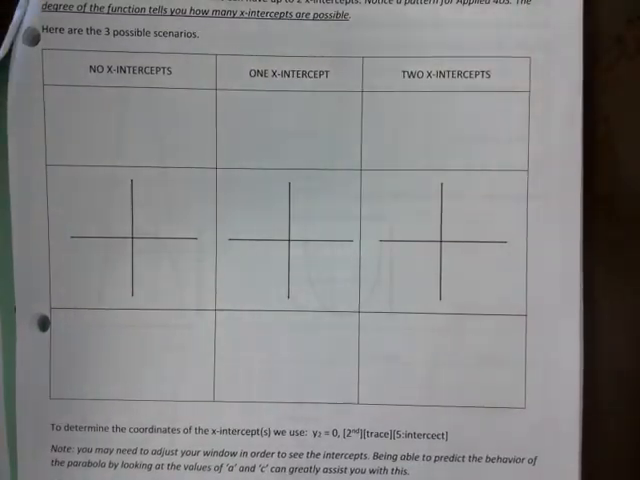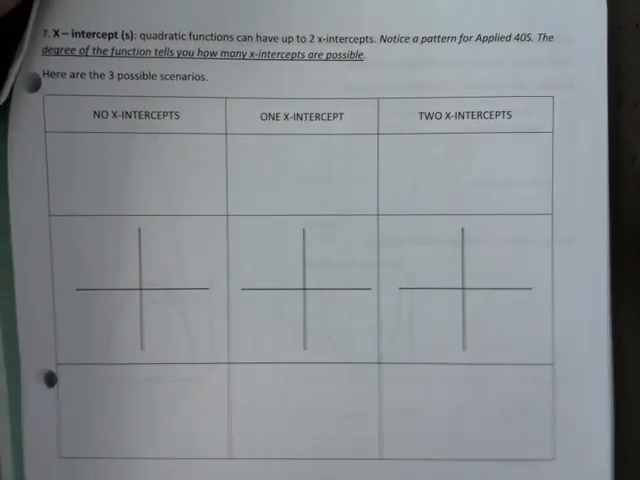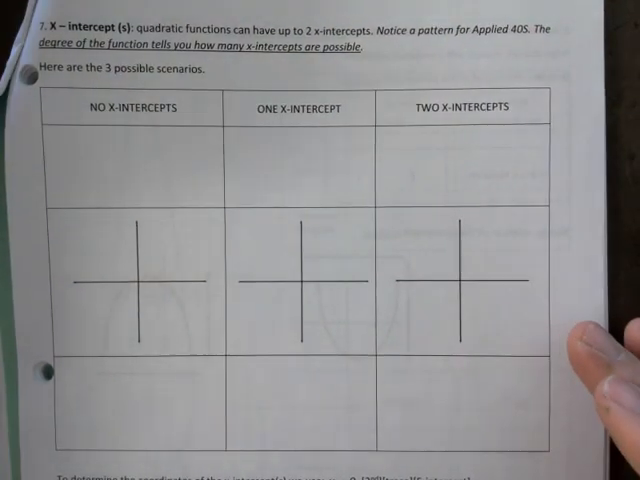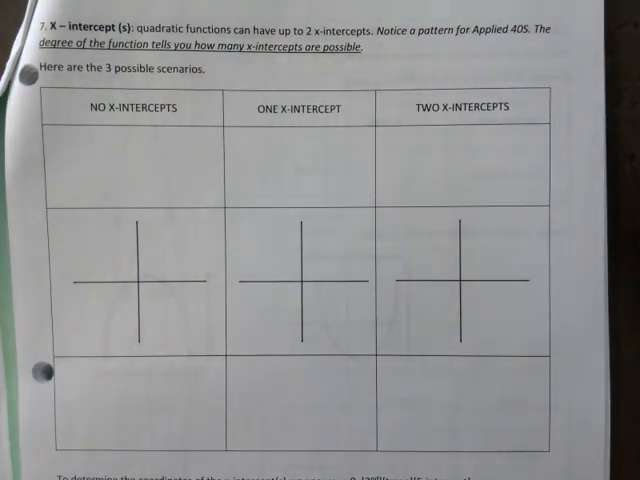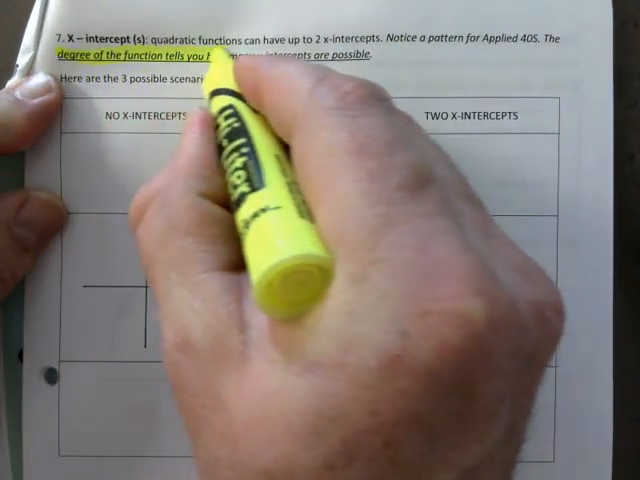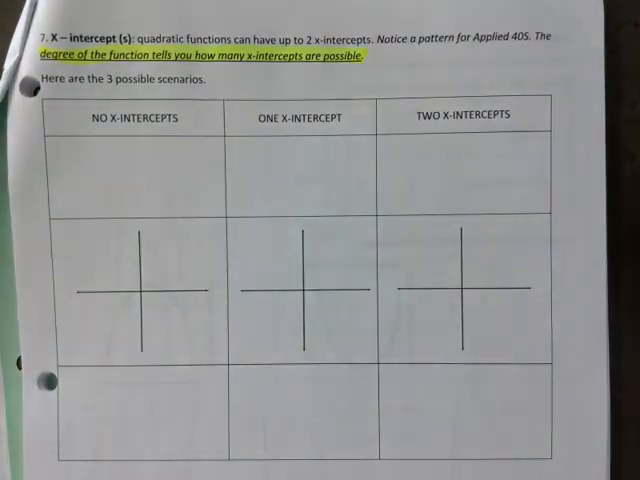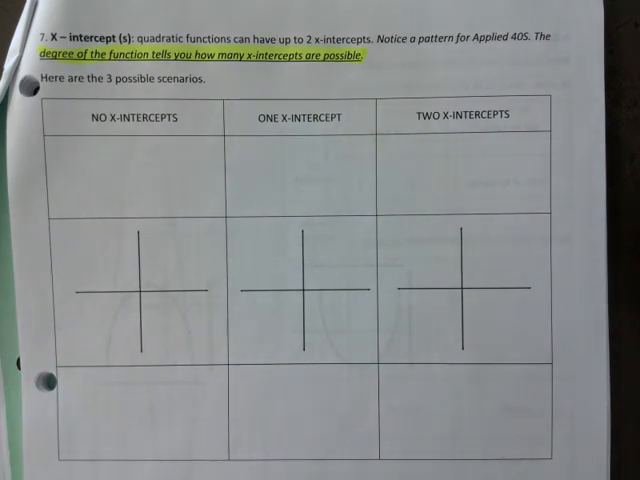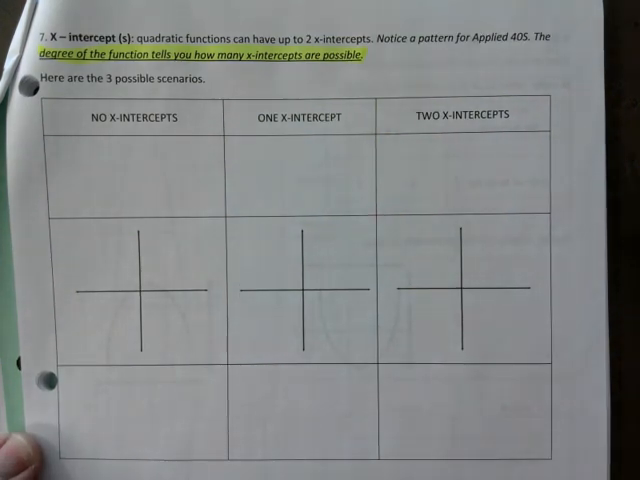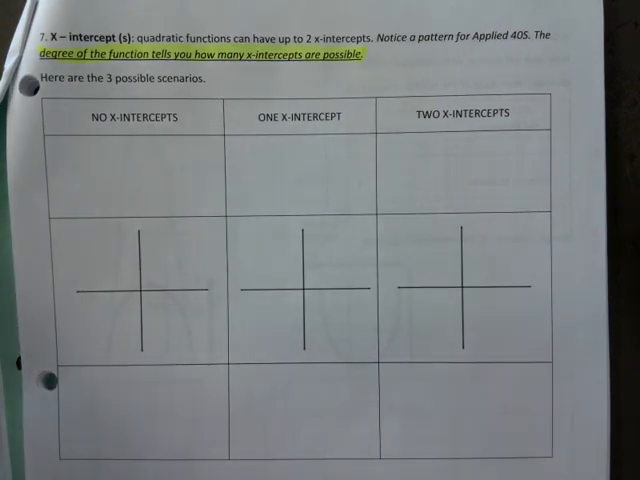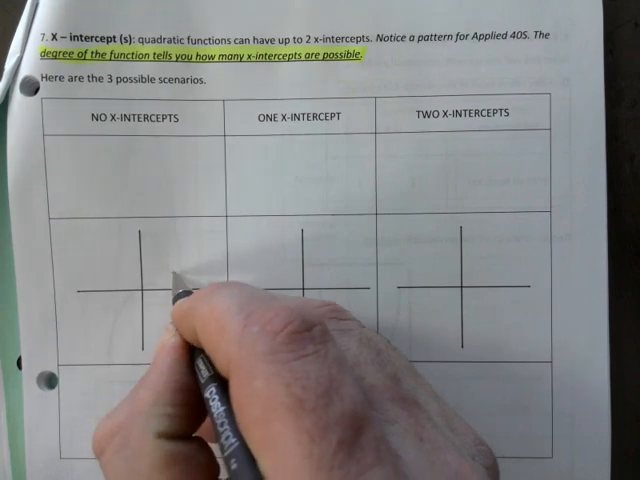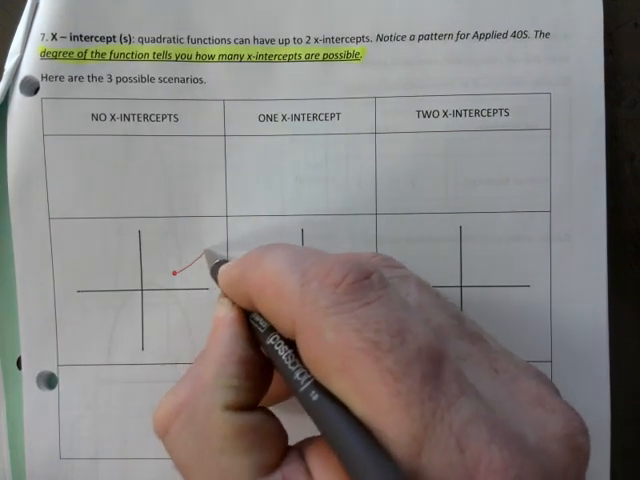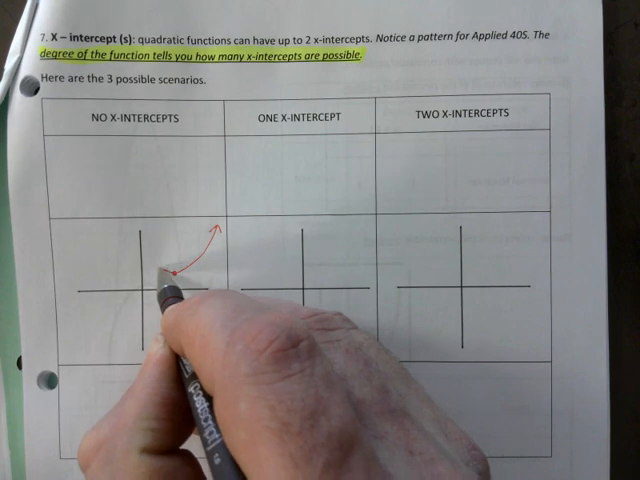Okay, here we go. The 7th characteristic would be the x-intercepts. And I'm going to highlight this, that I just mentioned that. The degree of the function tells you how many x-intercepts are possible. Here are the 3 possible scenarios. So you can have, let's just make a scenario here. If you have a different color, it doesn't matter, right? This would be no x-intercepts.